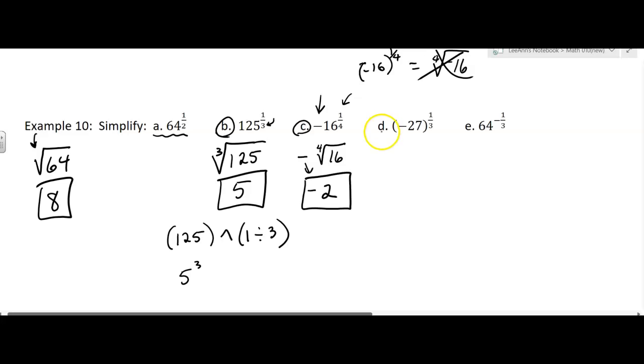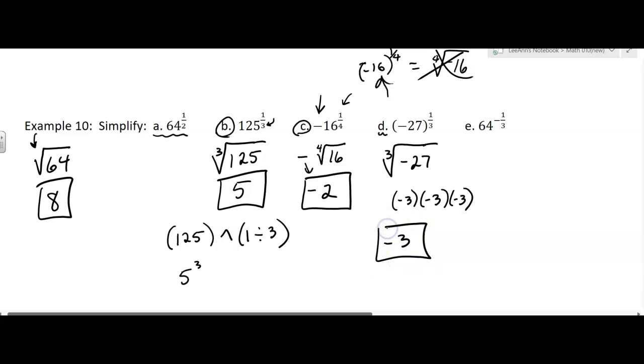Okay, now this next one, that's a little bit like the situation that I was talking about. It's going to be the cubed root of negative 27. Now, can I take the cubed root of a negative number? Yes. I can't take the even root of a negative number, but an odd root I can. So what times what times what is negative 27? Negative 3 times negative 3 times negative 3, that's negative 27. So the answer here is going to be negative 3. Okay? All right, this last one is a little bit different.